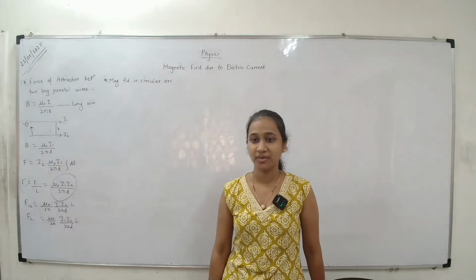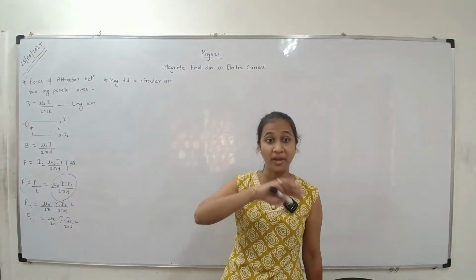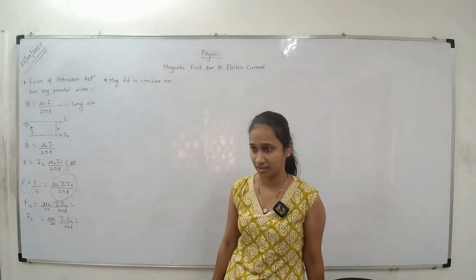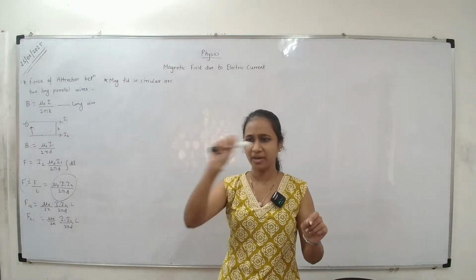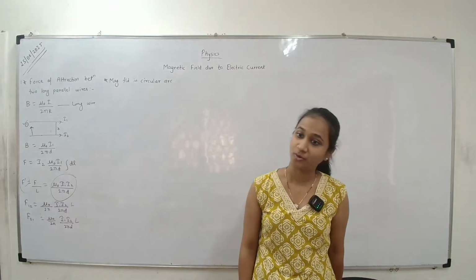Okay, the next topic is magnetic field. We have to find out the field when your wire is bent into a circle or circular part. That is nothing but the arc. Consider this wire bent to form a single arc, and from the arc we will find out for the whole circle also.